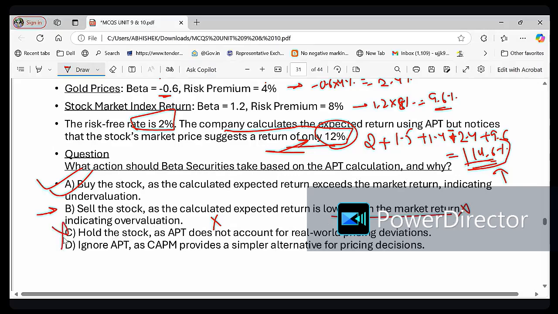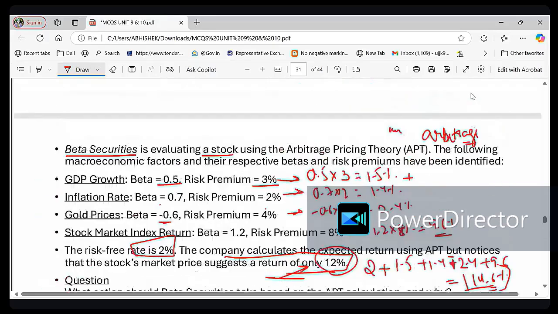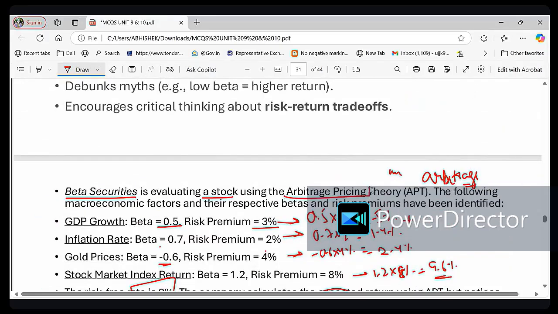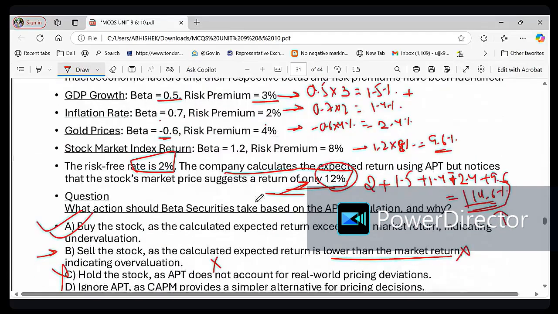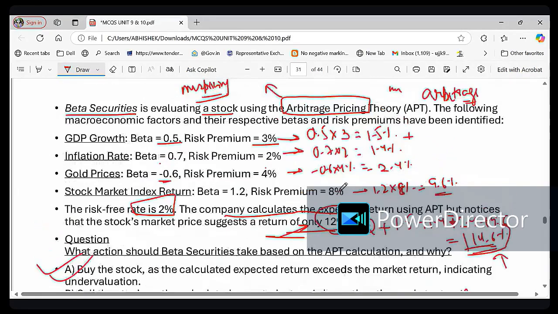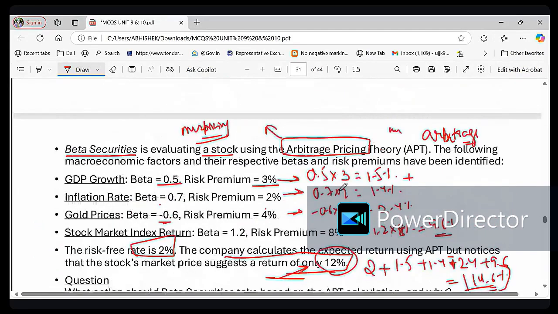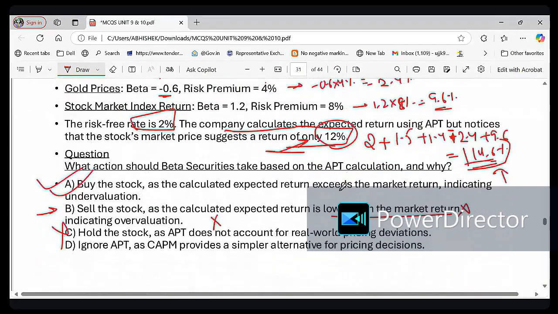The whole point of APT is to spot mispricing and act on it. That is why it is called arbitrage pricing. Why is it called arbitrage pricing? I think you know the answer. This question explains it. There is a mispricing here, isn't there? The correct pricing is 14.6% and the market is only telling 12%. So this is called mispricing, and you take advantage of this mispricing. You buy the stock as it is undervalued, and a smart investor grabs such a chance.